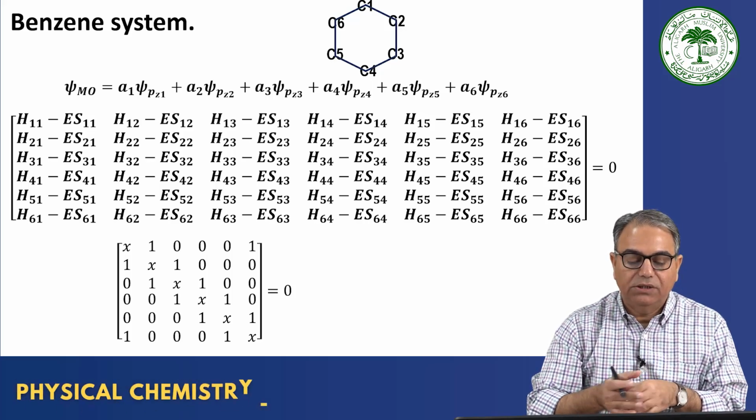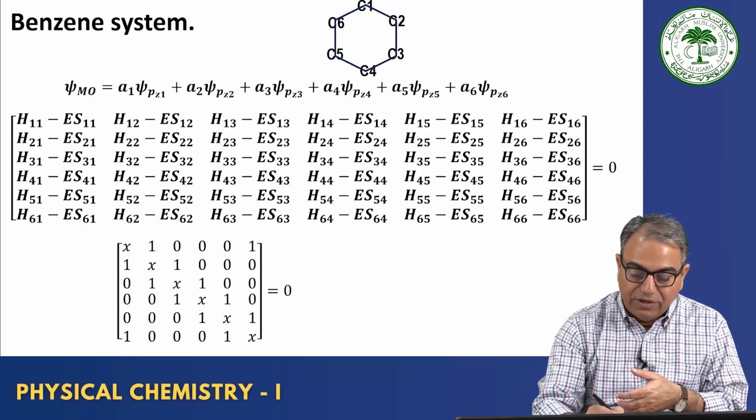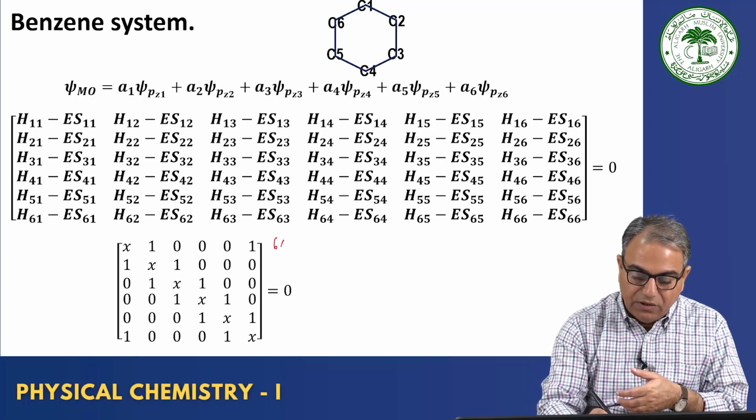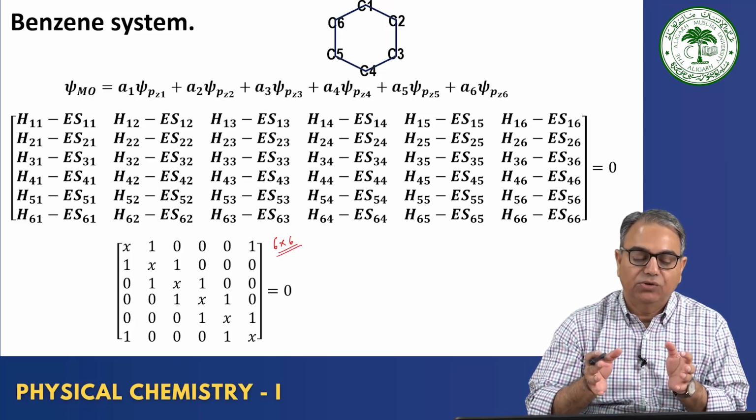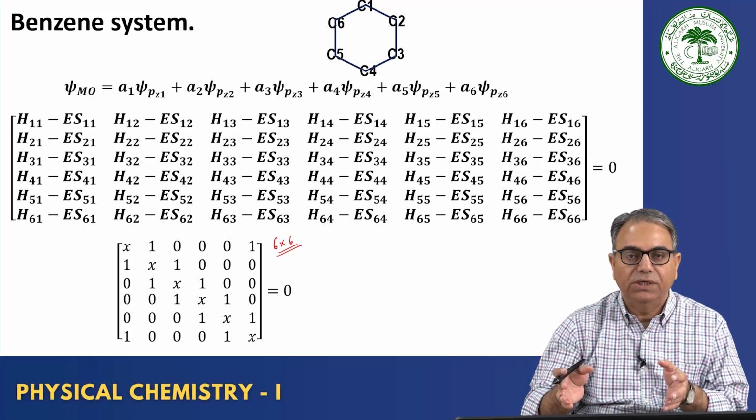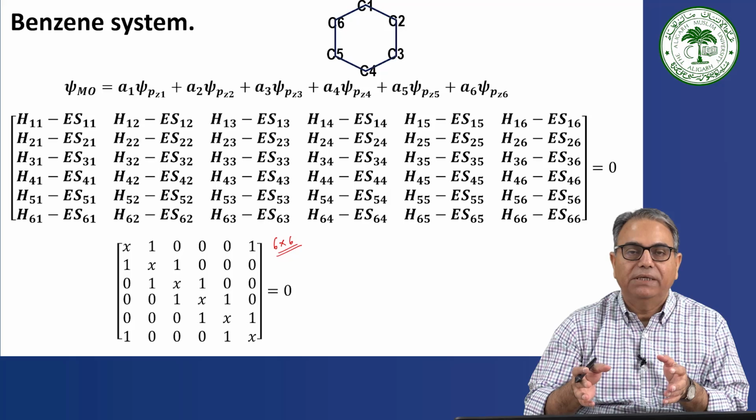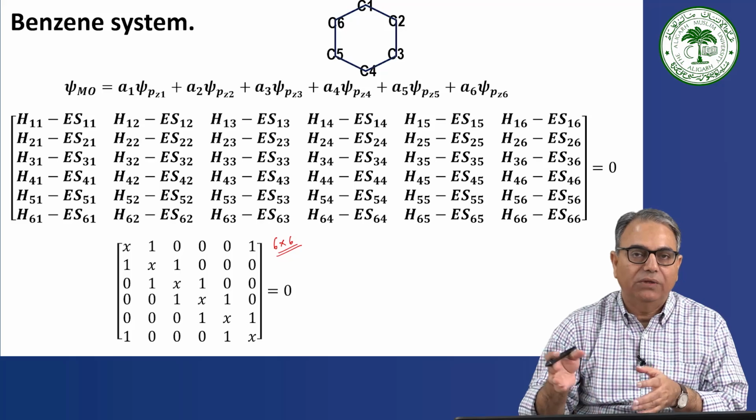Okay. So this is how we go for a 6 by 6 determinant. I told you earlier also that as the number of pi bonds increases, the size of the determinant increases, and solving this determinant becomes more and more cumbersome. There are ways to do it in a simpler way, but that uses the molecular symmetry concept. And since I have not done molecular symmetry, I will not go to that concept.